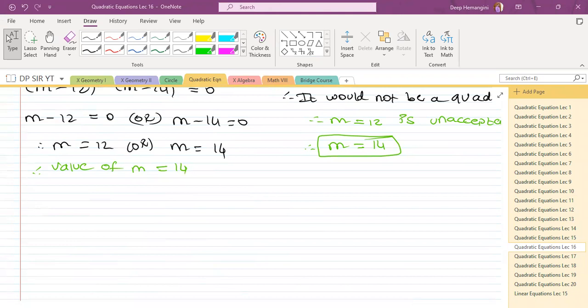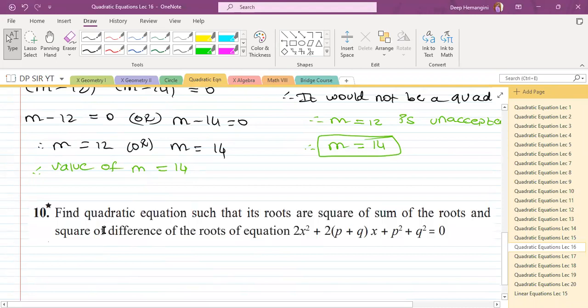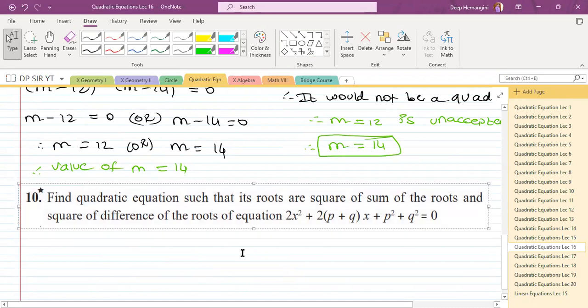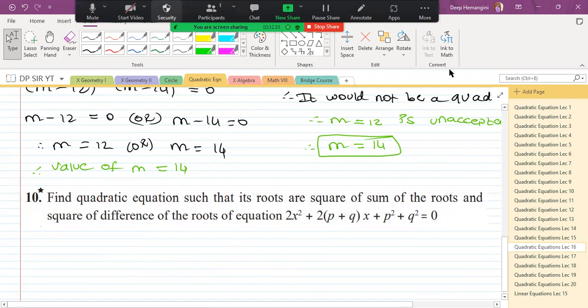I'll just paste the question. I'm not saying that solving that question is very difficult. मतलब थोड़ा tough लगेगा. एक दो बार करोगे तो it would be a game for you. It would be really easy. Okay, so let's start.